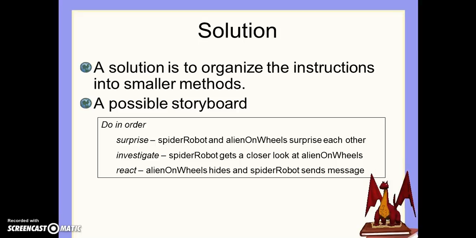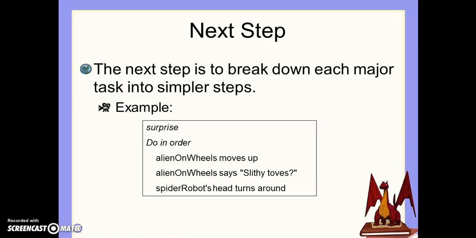So a possible storyboard could be breaking down all of that code into 3 specific method tasks. The surprise method, in which the spider robot and alien on wheels are going to surprise each other. Then the investigate method, in which the spider robot gets a closer look at the alien. And then finally the react method, which is when the alien on wheels hides and the spider robot sends a message. Let's take a look at how we're going to put this into play.